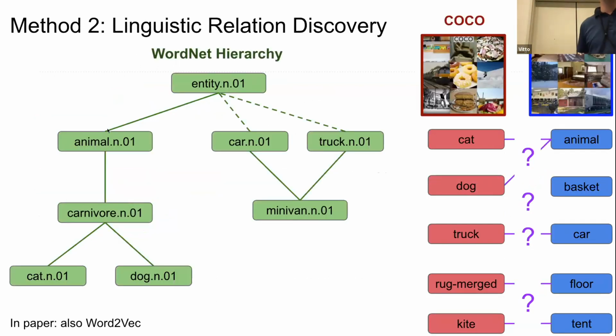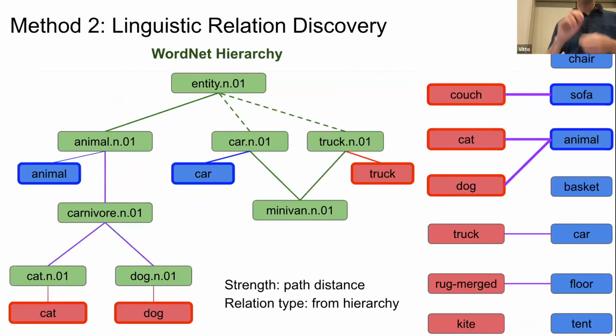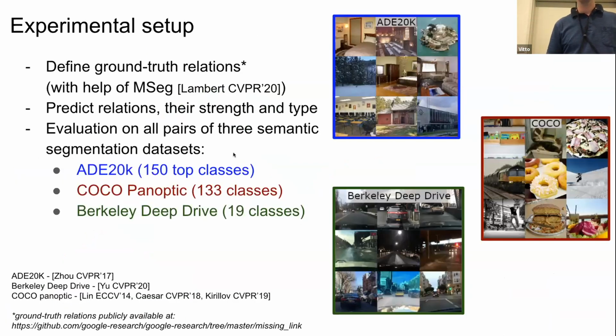We also try to do it purely with language by mapping classes to the WordNet hierarchy and looking at distances over this hierarchy. Interestingly, you can even find the overlap relation this way. So two classes like car and truck can be in an overlap if they share a common descendant like minivan. And then you can do various tricks on this hierarchy to conclude these relation types, like you can see in the paper. So we try to evaluate this experimentally.